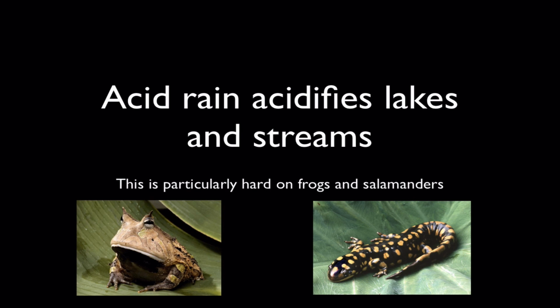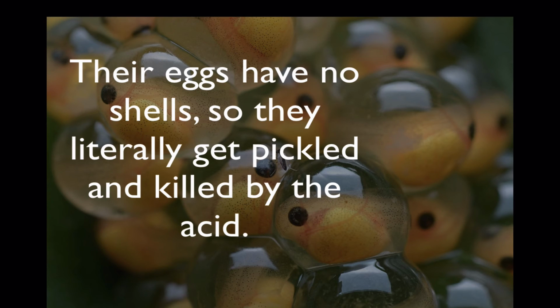Acid rain, when it falls in lakes and rivers, streams, and things like that, it can acidify them. And this is particularly hard on creatures whose babies or whose eggs are very thin-skinned or don't have any shell at all. And of course, here we're talking about amphibians, things like frogs and salamanders. These guys lay eggs that don't have a shell. So they literally get pickled by the acid when the acidity of their ponds, lakes, streams, mud puddles, swamps become acidified by falling acid rain.